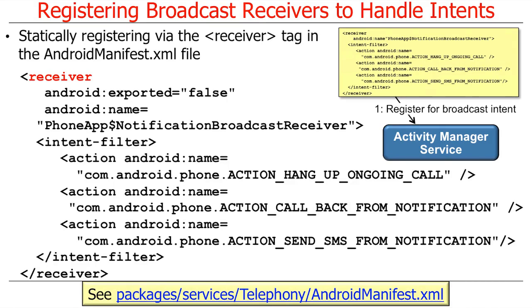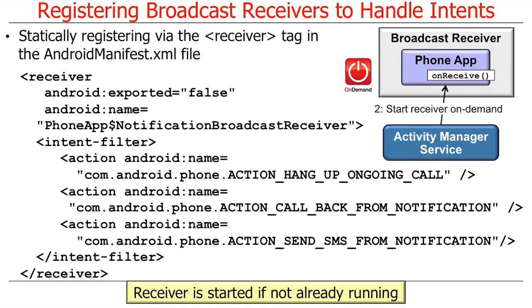Here's an example from one of the phone app services that's part of Android. This is a receiver called Phone App Notification Broadcast Receiver. As you can see, it defines a number of different actions that it can handle in its intent filter. It can handle action hang up ongoing call, action callback from notification, and action send SMS from notification. The receiver of this intent that matches these intent filters will be started on demand if it's not already running.